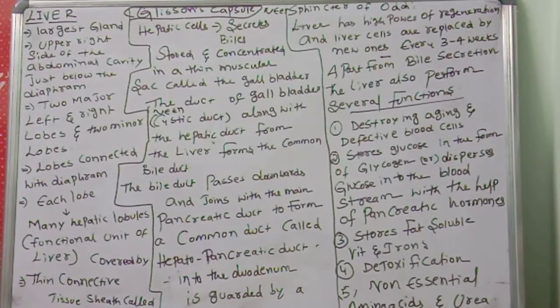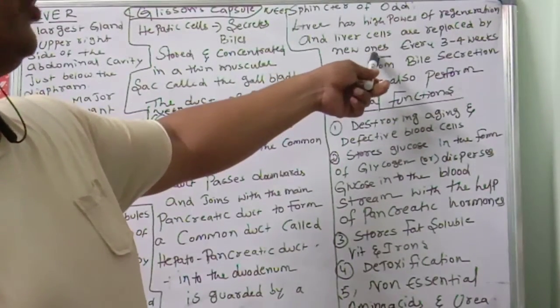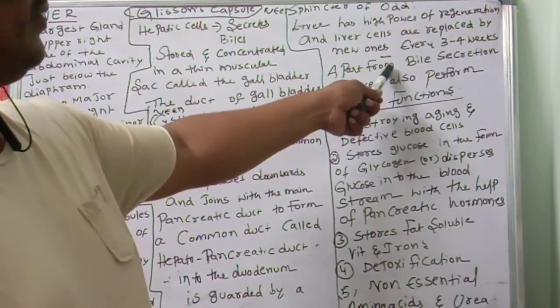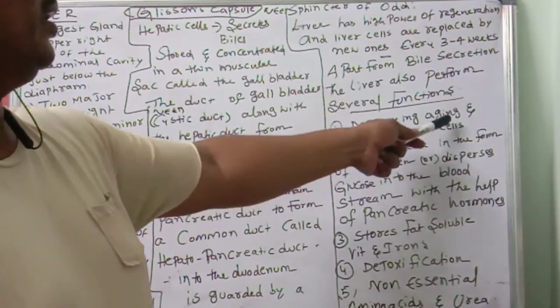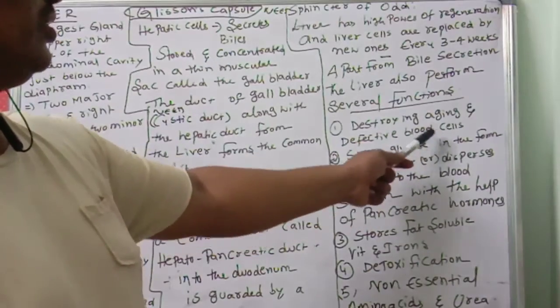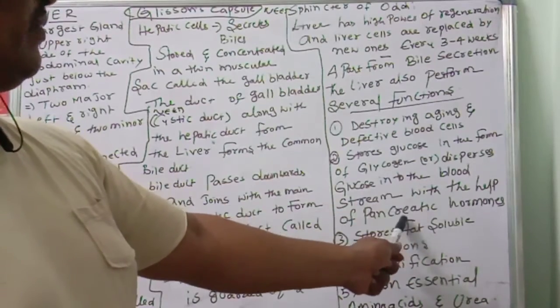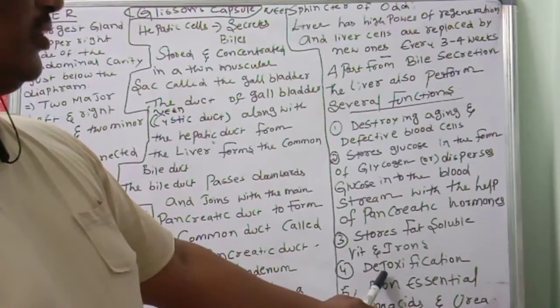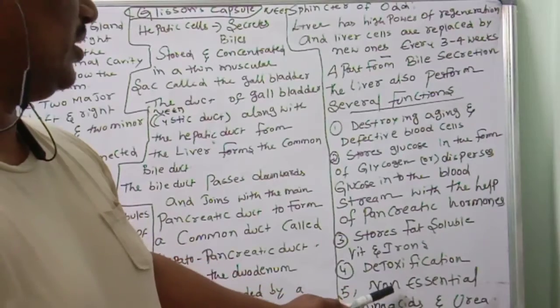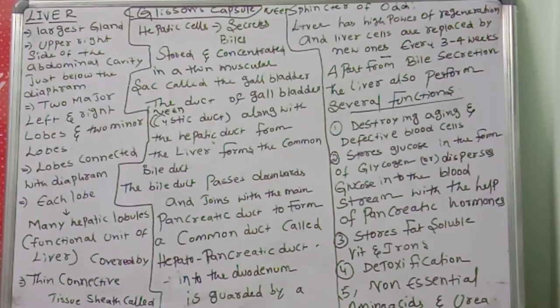The liver has the highest power of regeneration, and liver cells are replaced by new ones every 3 to 4 weeks. Apart from bile secretion, the liver also performs several functions. What are they? Destroying aging and defective blood cells, storing glucose in the form of glycogen and dispersing glucose into the bloodstream with the help of pancreatic hormones, storing fat soluble vitamins and irons, detoxification of any toxic material we take, and synthesis of non-essential amino acids and urea. These are the major functions of which organ? The liver.